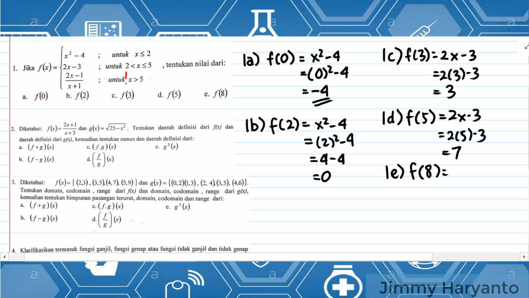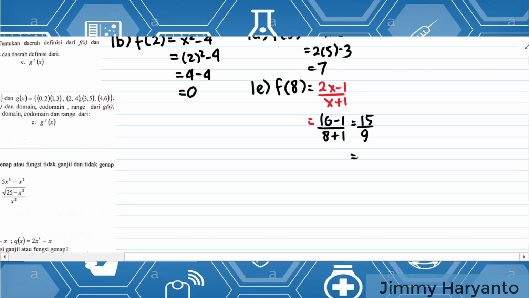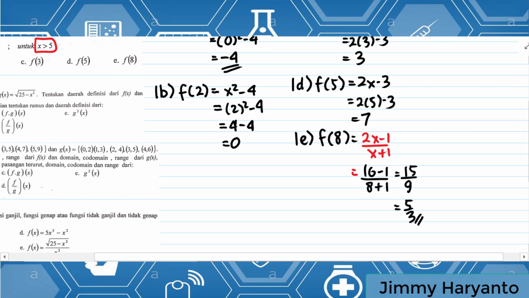x equals 8 is greater than 5, so I have to use this one, (2x minus 1) over (x plus 1). And then I put in the 8, it will be (16 minus 1) over (8 plus 1). It will be 15 over 9, which is 5 over 3. Okay, that is the answer for number 1.